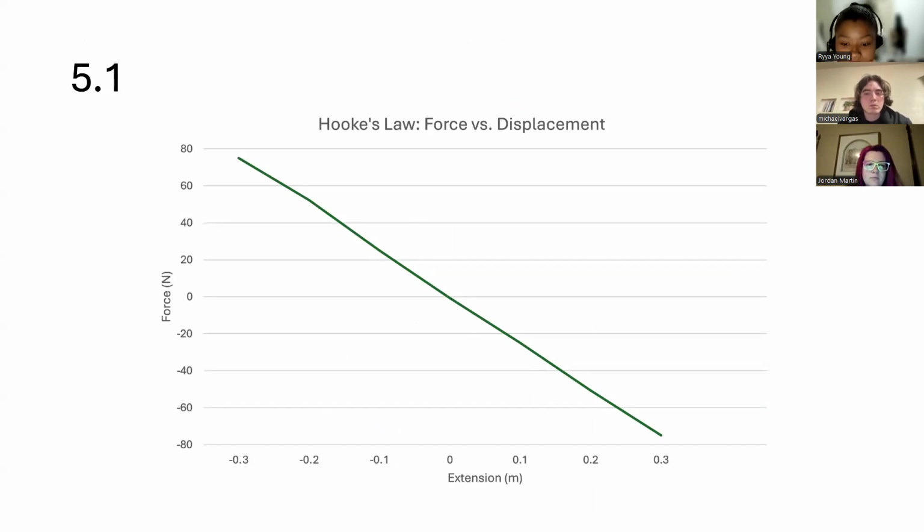And 5.1 is our graph based on the question that we had. So this is our graph showing the force versus the extension in the Hooke's law. And it's, as you can see, going straight down.